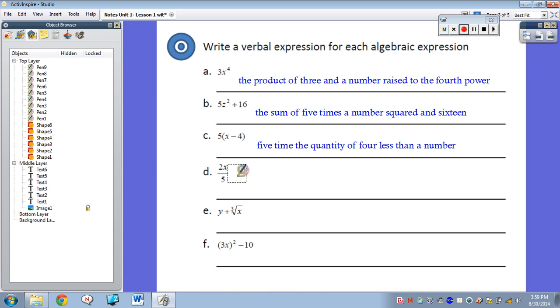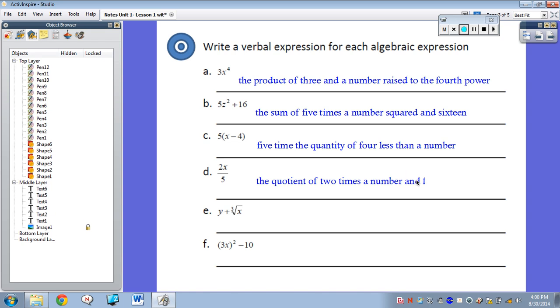All right, D. You've got 2x, one term, and then over 5. But this bar right here is dividing. Now, a term that we use about dividing was the quotient. So you've got the quotient of, okay, so you're talking about division between this term on top and the term on the bottom. The term on top is 2 times a number, and the term on the bottom is 5. Okay, so the quotient of 2 times a number and 5.